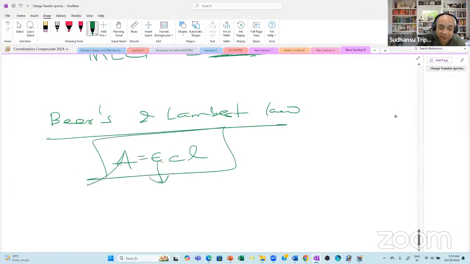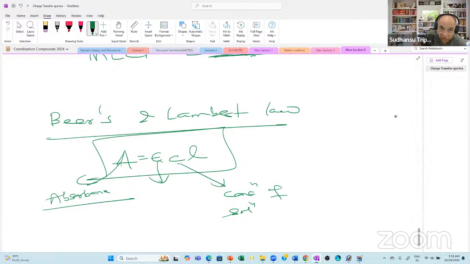This is absorbance, which is variable depending on concentration. This is the concentration of the solution, the compound taken in a solvent which does not absorb in the UV visible region. L is the length of the cylindrical tube containing the solution, and epsilon is the absorptivity.